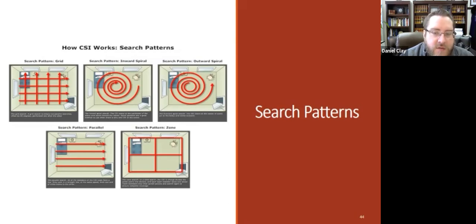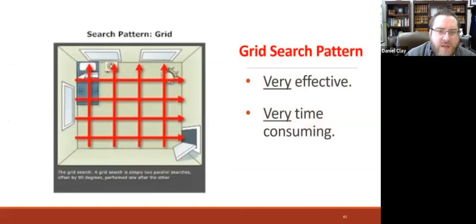And you'll see that when we get into it, sometimes some searches are more appropriate than others, like doing a parallel search. In a small room like that, it probably wouldn't make sense, or especially even a zone search probably wouldn't make sense. And we're going to talk about which ones are the best to use.